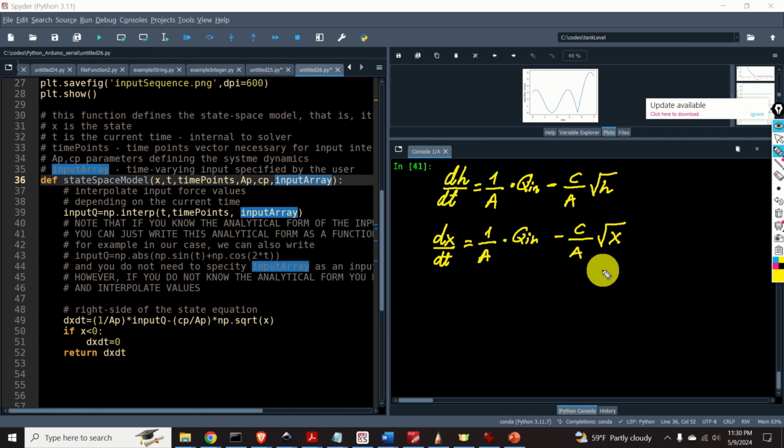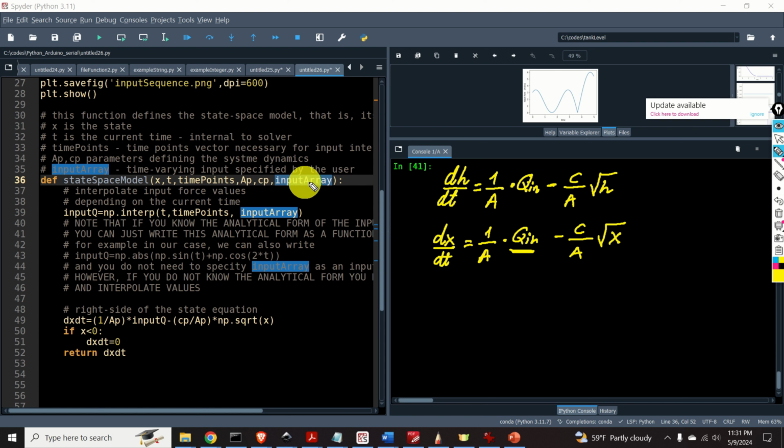Also, it evaluates the right-hand side of this equation for given A, for given C, for given x, for given time, and for the interpolated value of Qin. Namely, the standard ordinary differential solver in SciPy library is not able to solve this differential equation by just specifying the time array of Qin. We need to use a trick. We need to actually interpolate Qin. And that's exactly what's happening over here.